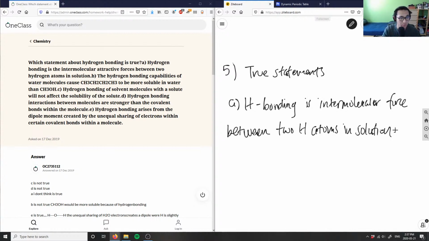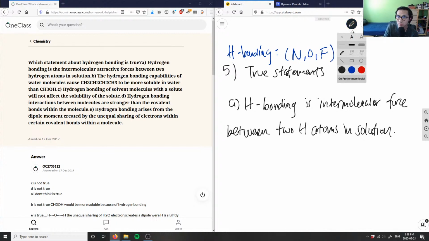H bonding is not between two hydrogen atoms. If you recall, hydrogen bonding only exists with hydrogen bonded to N, O, and F. So A here is not true. B says that the hydrogen bonding capabilities of water molecules cause CH3CH2CH2CH3 to be more soluble in water than CH3OH. So that is also not true.